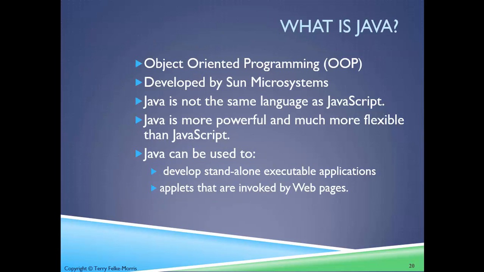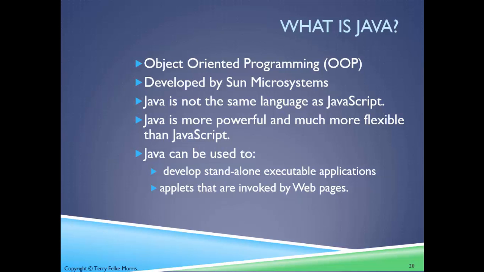All right, what is Java? We're not talking JavaScript here. We're talking the word Java. Java is a programming language. In particular, it's an object-oriented programming language.